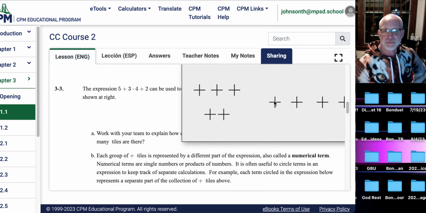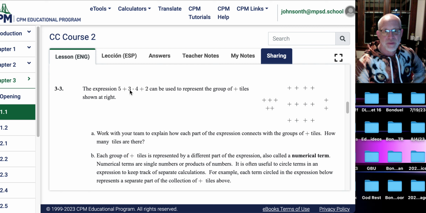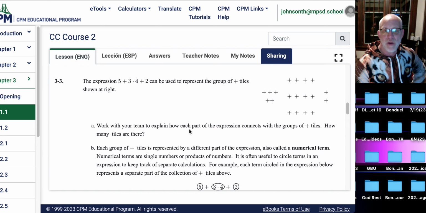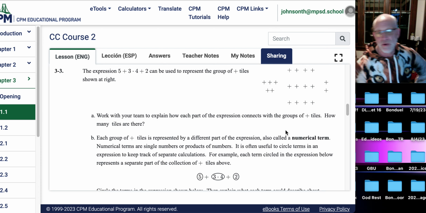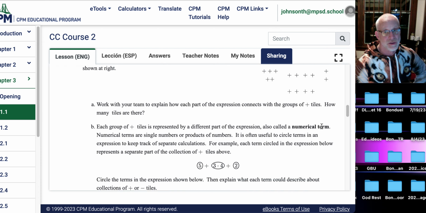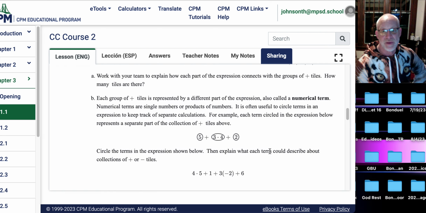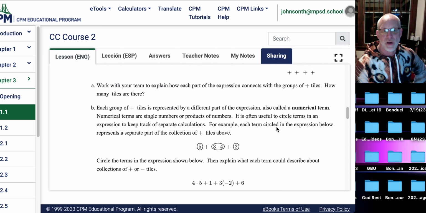The expression 5 plus 3 groups of 4 plus 2 can be used to represent the group of tiles over here. Work with your team to explain how each part of the expression connects with this group of tiles. And how many tiles are there? Each group of tiles is represented by a different part of the expression, also called a numerical term. Numerical terms are single numbers or products of numbers. It's also useful to circle terms in an expression to keep track of separate calculations. For example, each term circled in the expression below represents a separate part of the collection of tiles above.